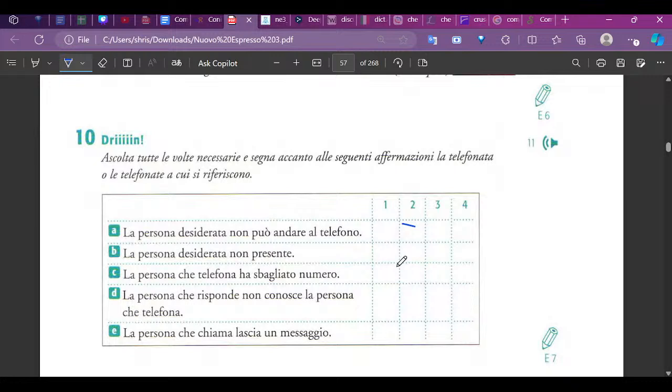Pronto? Pronto, scusi, sto cercando la ditta De Angelis. No, mi dispiace, ha sbagliato numero. Va bene, mi scusi.